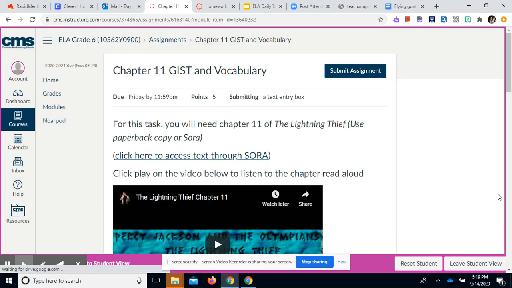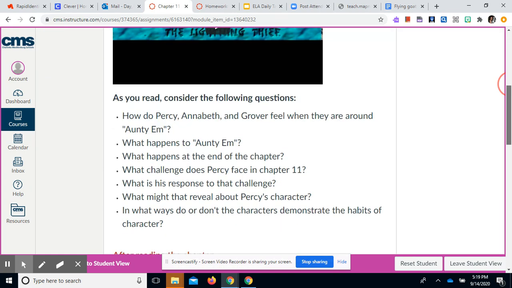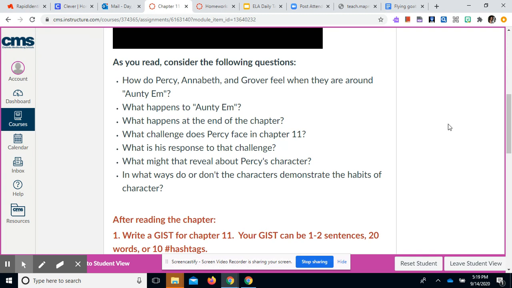We then moved into our chapter 11 excerpt. I reminded students that this GIST vocab assignment is 2 parts. Still quite a few people are not doing the entire assignment. After we have read chapter 11, you are going to give me a gist for chapter 11. The questions here are not questions that you need to answer in the text box. They are to guide your gist to make sure that you get all of the main parts of the gist.